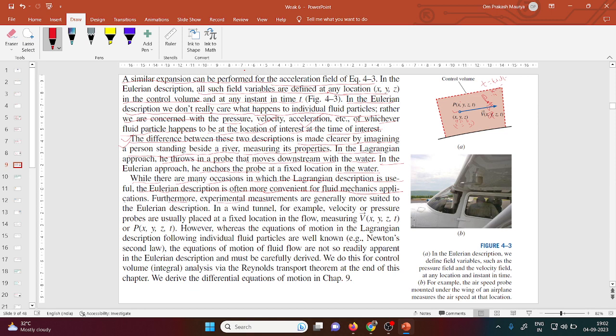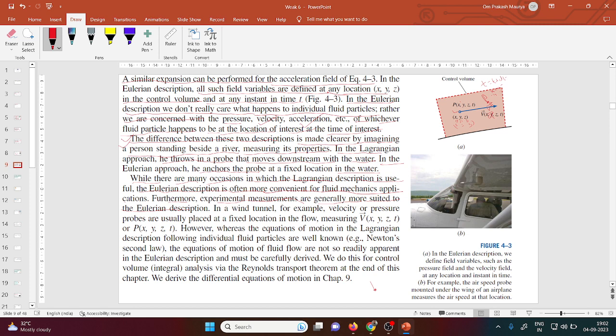Furthermore, experimental measurements are generally more suited to the Eulerian description. Most experimental measurements are based on the Eulerian description. If we want to measure something, we fix an instrument at a particular location for measuring the velocity and the pressure. Maybe if you want to measure air, we fix the instrument at air in and air out, and we measure the velocity and the pressure of the air. So in most practical cases, we use the Eulerian description.